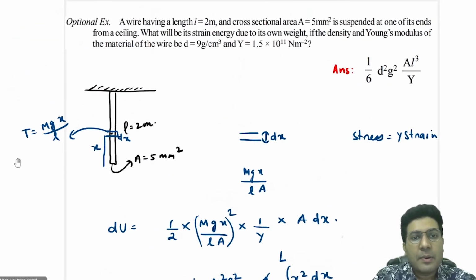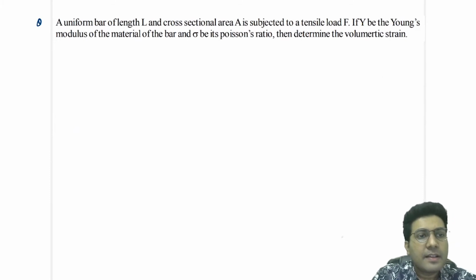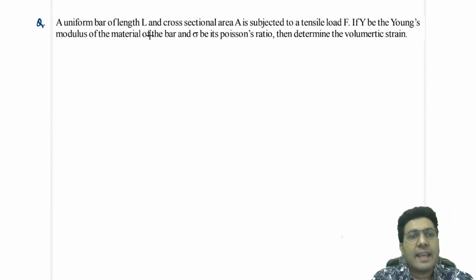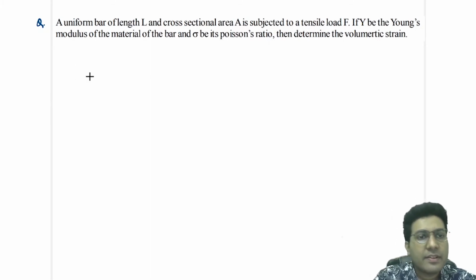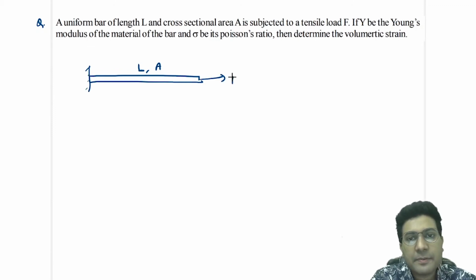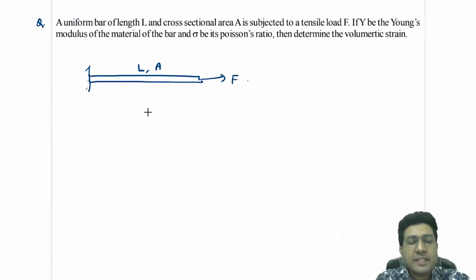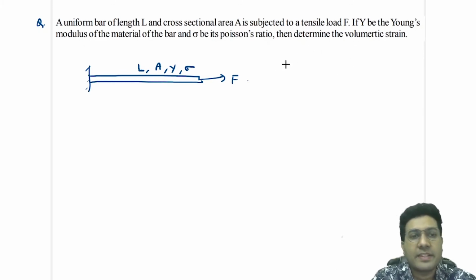Now, next question is, a uniform bar of length L and cross-sectional area A is subjected to a tensile load F. So you have a uniform bar whose length is L and cross-sectional area is A, and there is a tensile load F. That means it is trying to stretch. If Y is the Young's modulus of the material and sigma is the Poisson's ratio, then find the volumetric strain.